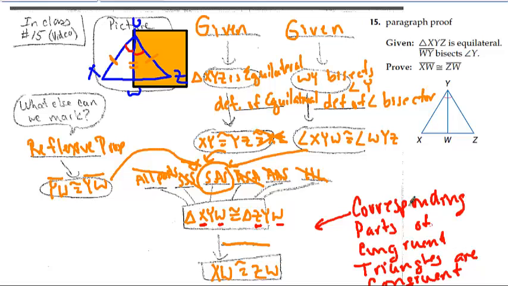Now nobody wants to have to write that whole thing out every time, so we simply abbreviate it CPCTC. Corresponding parts of congruent triangles are congruent. CPCTC. With that, we complete our proof, going down to our proof statement down here on the bottom, and you are done with number 15.